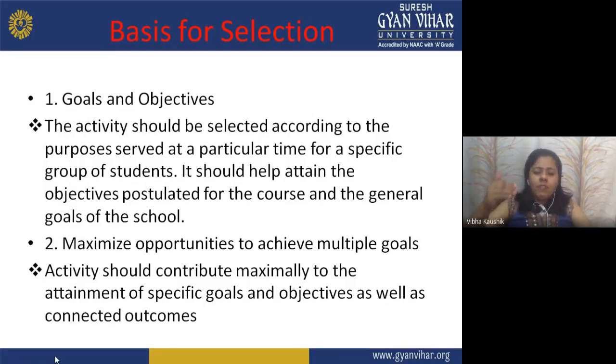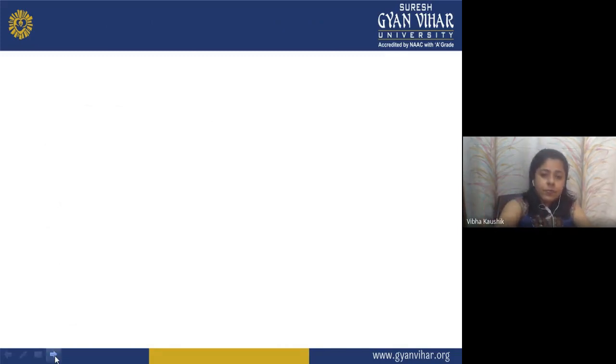Means if I have decided that I will use these activities during my teaching-learning process, I must ask whether these activities help me in attainment of goals and objectives or not. If these activities will not help me to attain specific goals and objectives, then I have to change my activities.